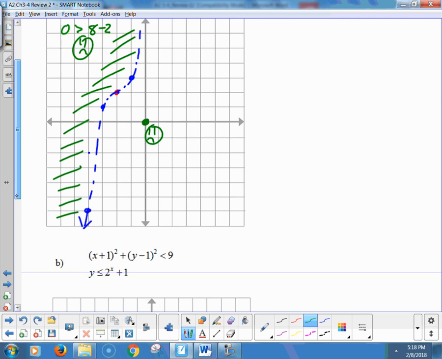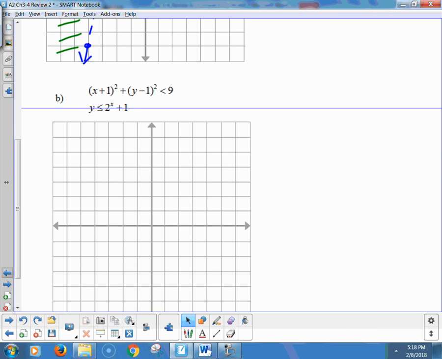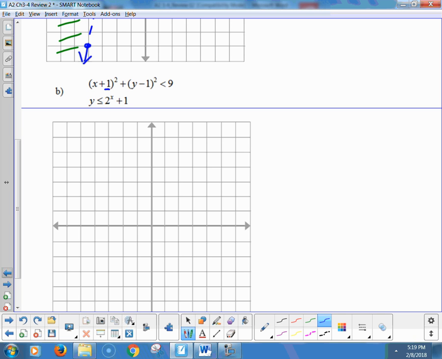Let's take a look at part B. Here we have a system of inequalities. One is a circle, and the circle is located back 1, up 1. So back 1, up 1, with a radius of 3. So up 3, back 3, down 3, and forward 3. Let's see, is this a strict inequality? This is a strict inequality, which means my circle should be a dashed boundary line because the circle itself is not part of the solution.